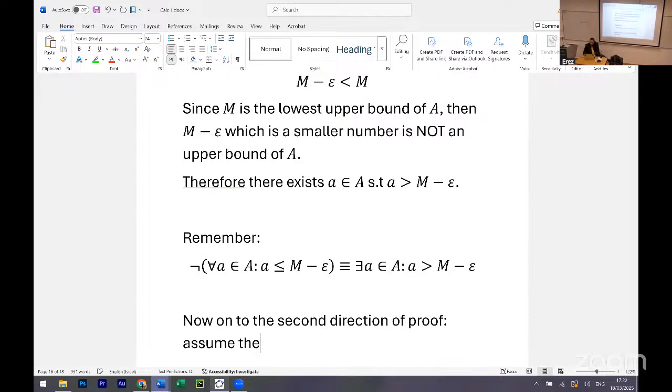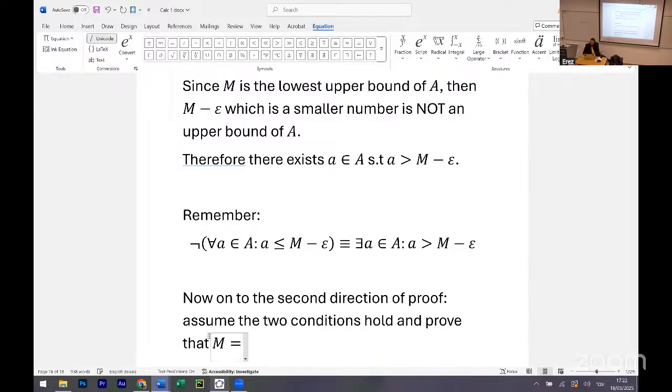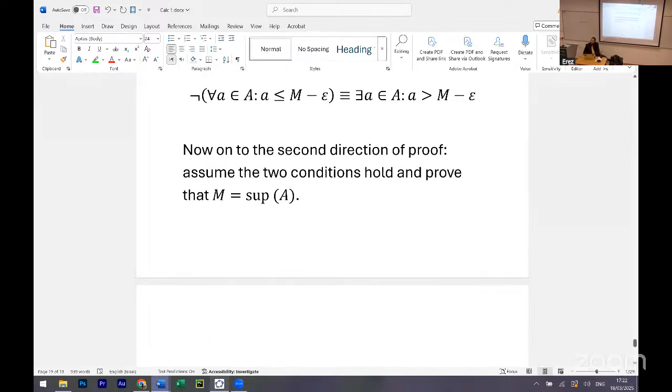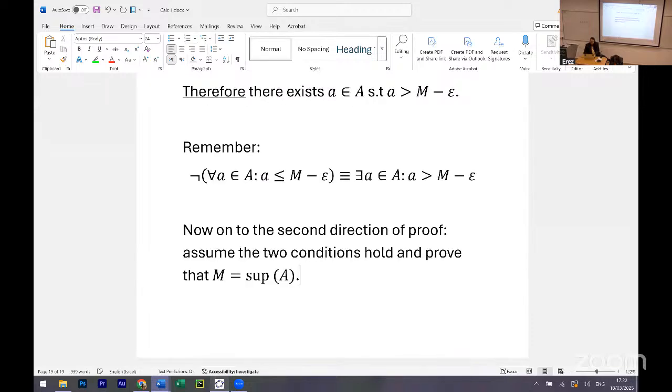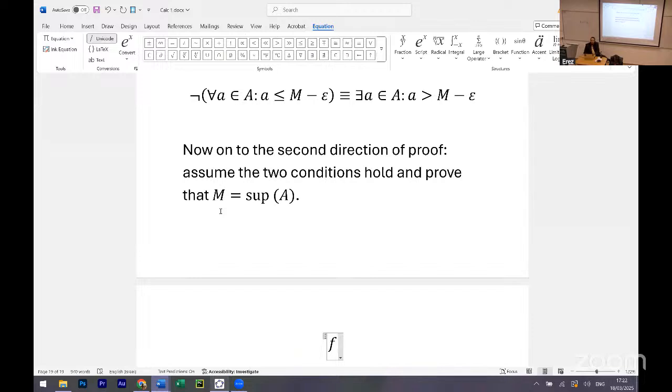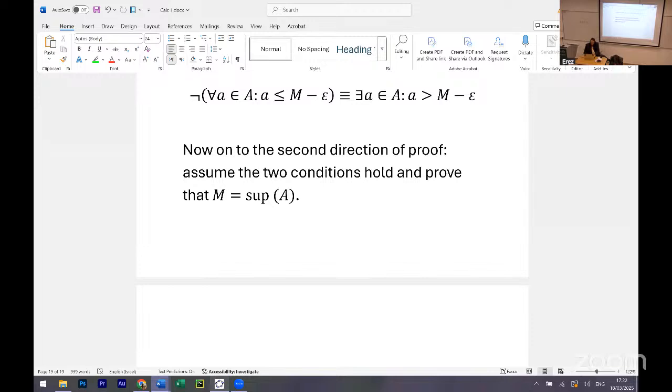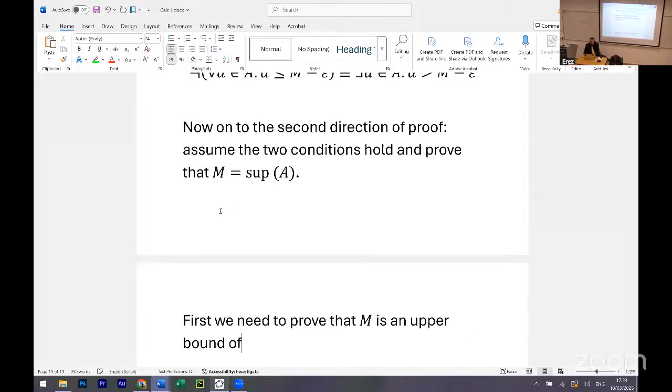Assume the two conditions hold and prove that M is the supremum of A. How do we prove that a certain number is a supremum of A? I need to prove two things. One is actually the same one. That's why I'm not writing one. But first, we need to prove that M is an upper bound of A.